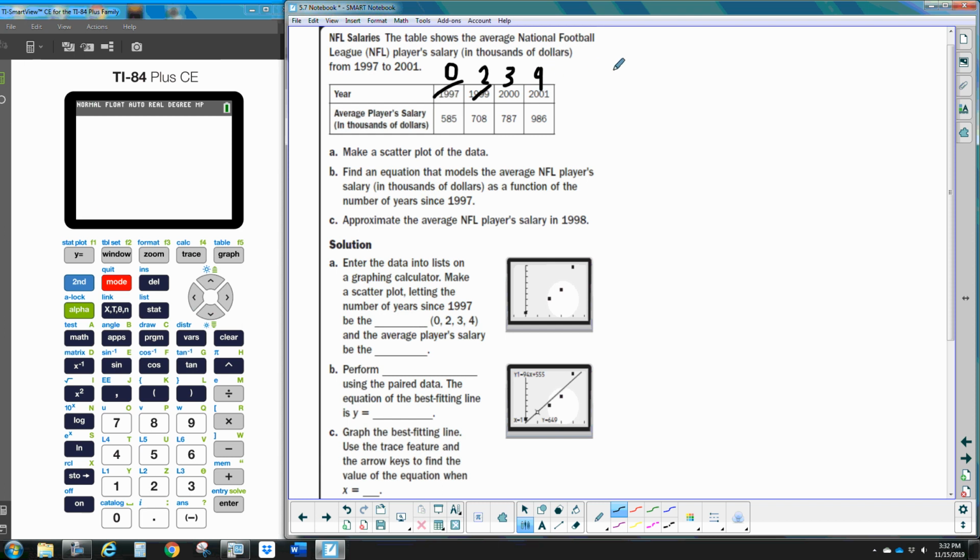Okay, so first thing I'm going to do is rename my x-coordinates so that I can actually plot those. So first we're going to make a scatter plot. We're going to make our scatter plot by entering our data into our graphing calculator. The top row, or the years, are going to be on our x-axis.